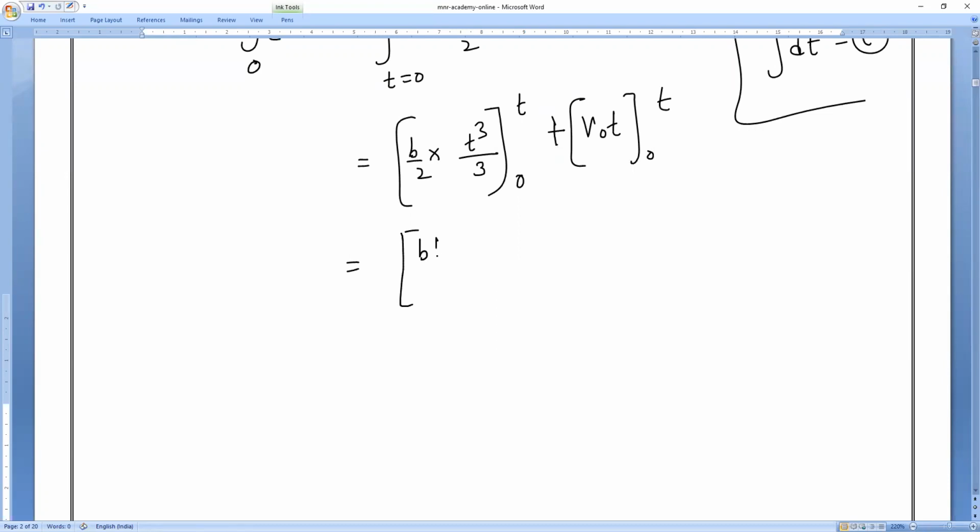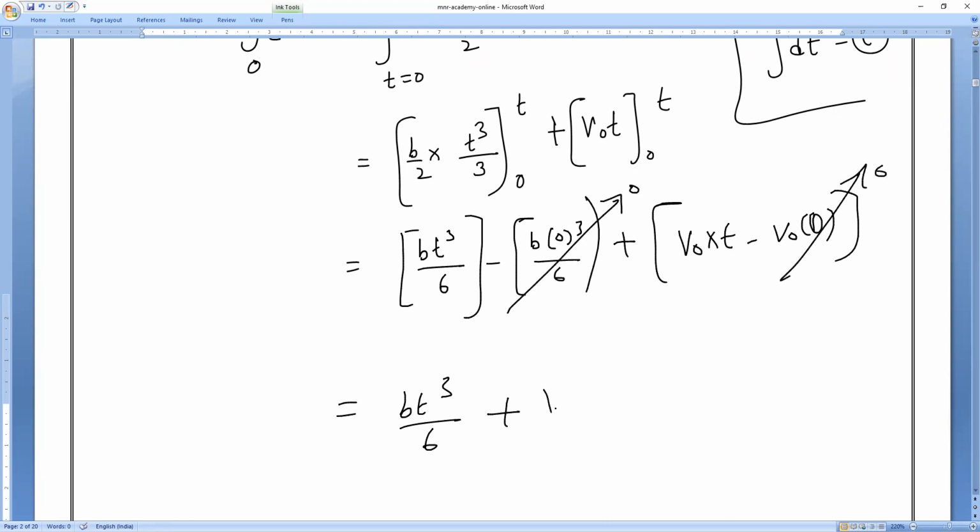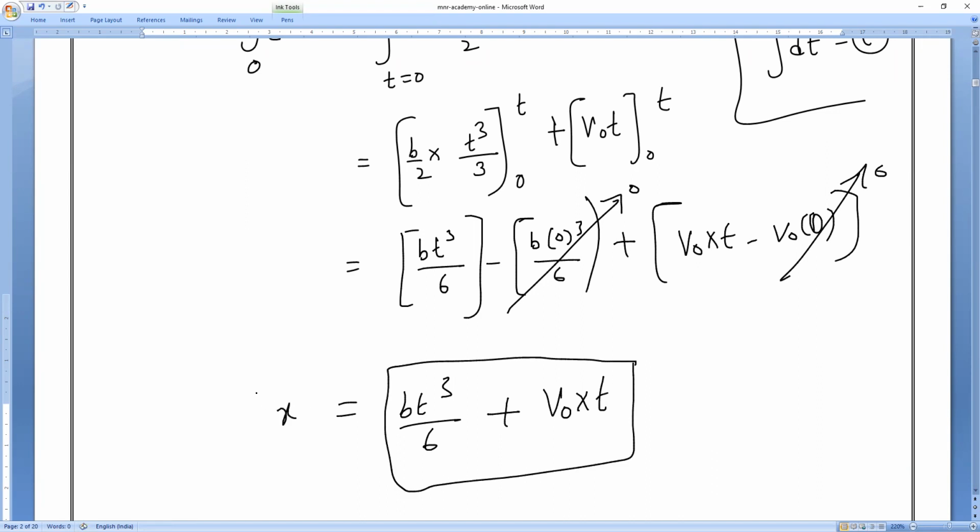So it will become b t cube divided by 6. Of course, if you substitute 0, it is also no use. I'm substituting one time t, another time 0. So 0 cube divided by 6 plus, here also the same: v naught t, substituting t, minus v naught into 0. So finally what will come? Bt cube divided by 6 plus v naught into t. This is the function we are getting.